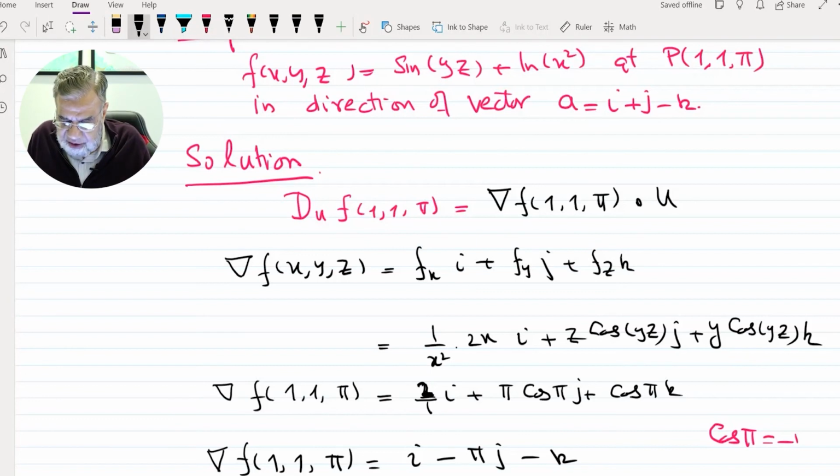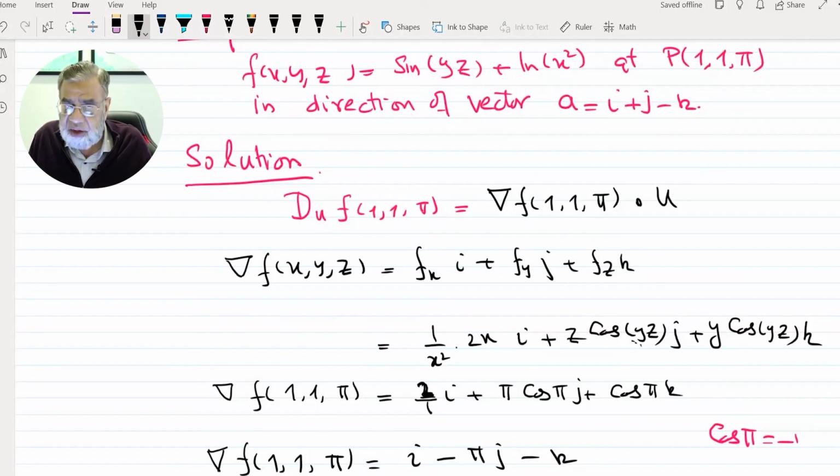Now find f of x equal to 1 upon x squared, then the derivative of x squared is 2x. Simplifying this, we get 2 upon x i. Then plus, taking the derivative here, x is constant and we have sine yz. So we take the derivative: we have cosine yz, and the derivative of yz with respect to y is z. Then we have j, and then we have k.